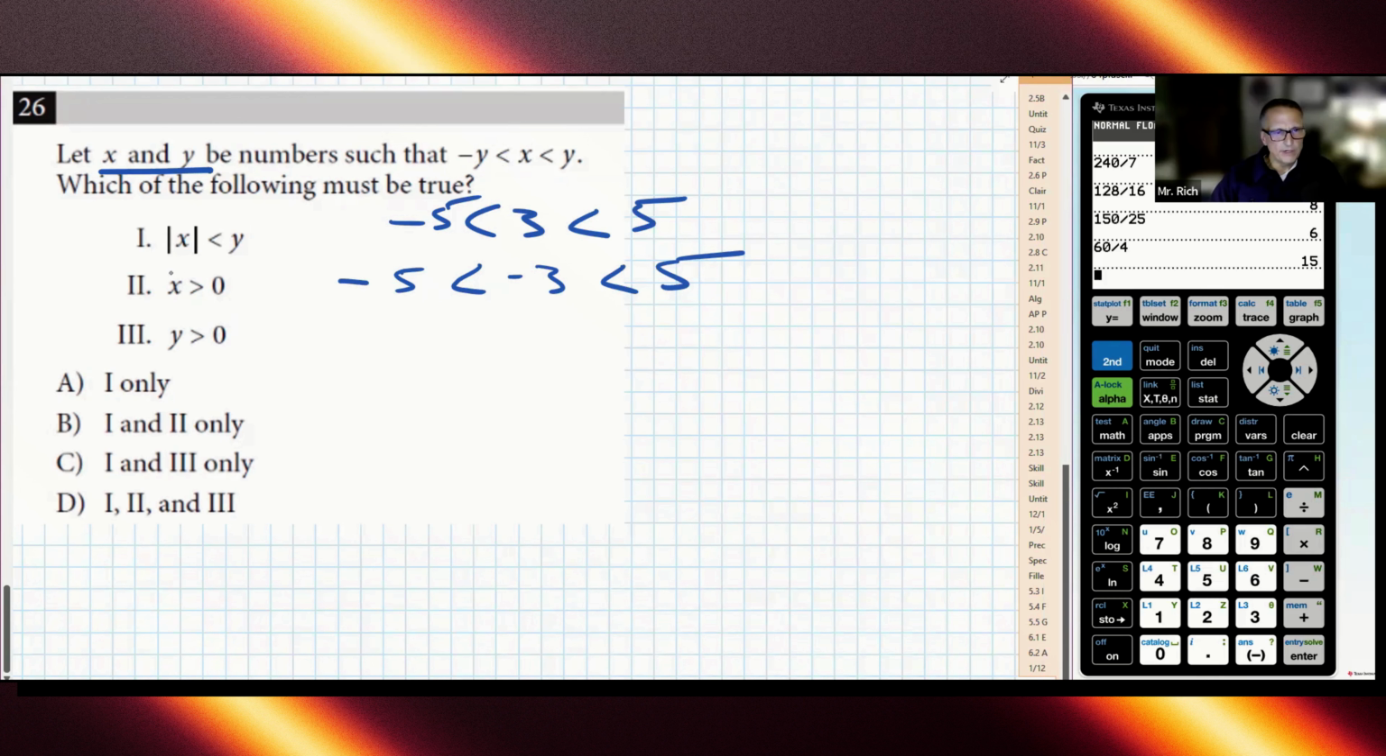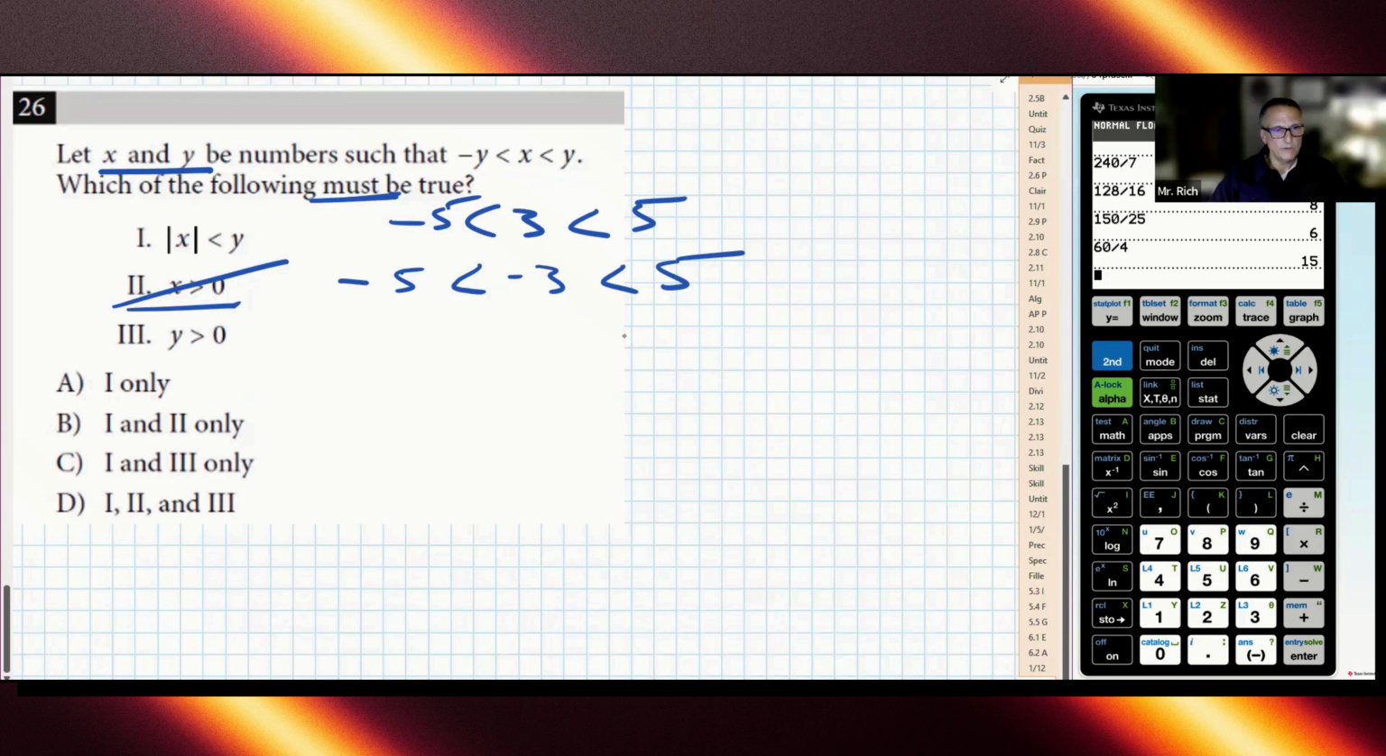So does x have to be, let's go to this one. Does x have to be greater than 0? Must be true. Not could be true, must be true. No, I already showed you, x doesn't have to be greater than 0. Does y have to be greater than 0? Maybe. Wow, that's a good question. Yeah, it has to be.